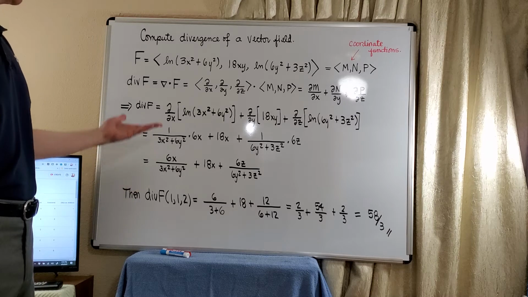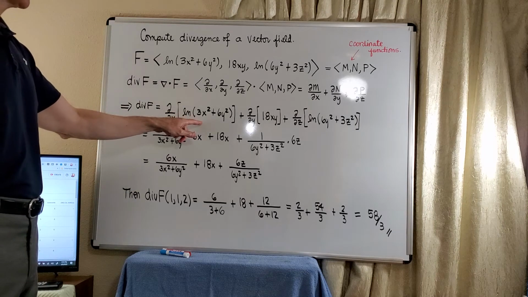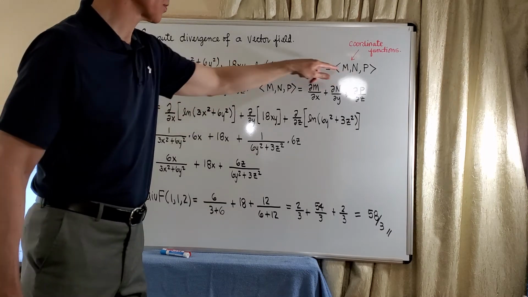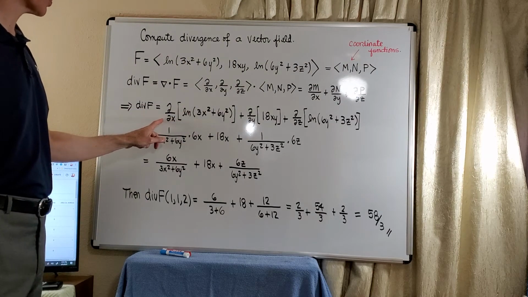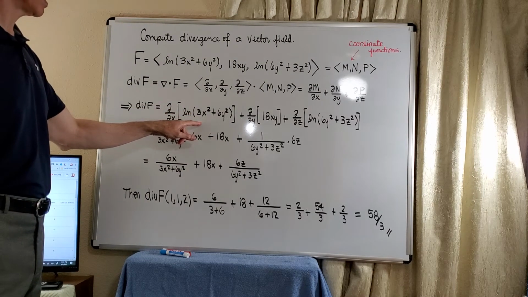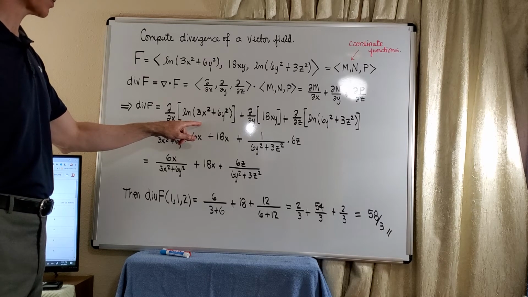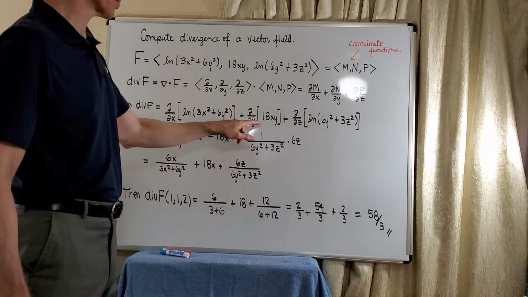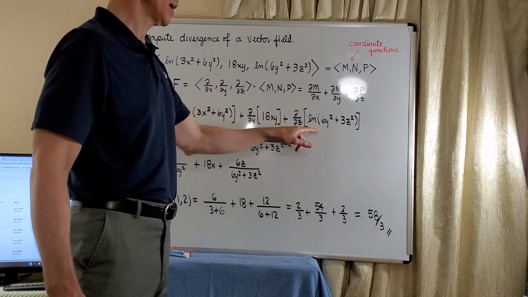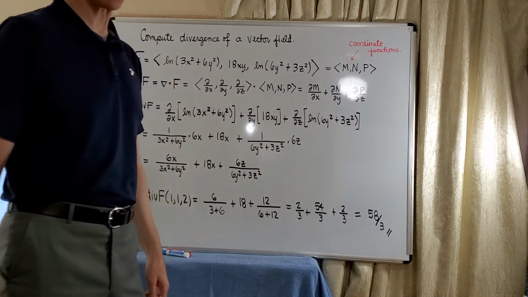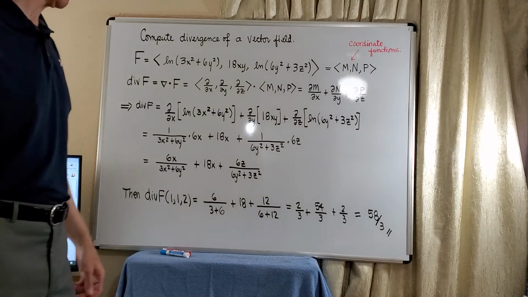And so now we just simply substitute the coordinate functions into the definition. So we have the x partial of the natural log of 3x squared plus 6y squared, plus the y partial of 18xy, plus the z partial of the natural log of 6y squared plus 3z squared.